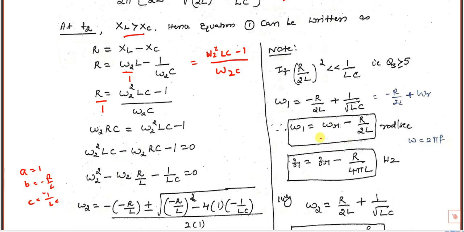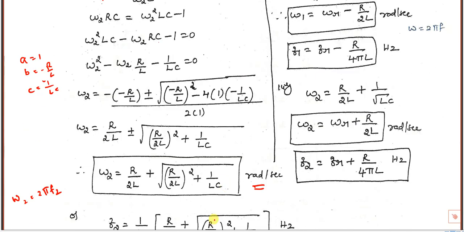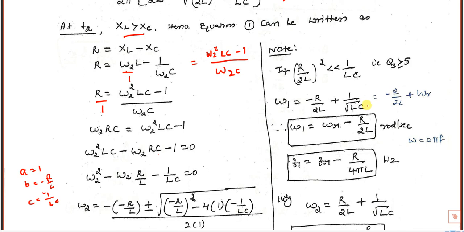That is the case if the quality factor is greater than 5. If the quality factor Q value is greater than 5, then R by 2L whole square will be very, very less compared to the 1 by LC. So then we can ignore that part in the equation and write only root of 1 by LC. 1 by root of LC is nothing but omega R.